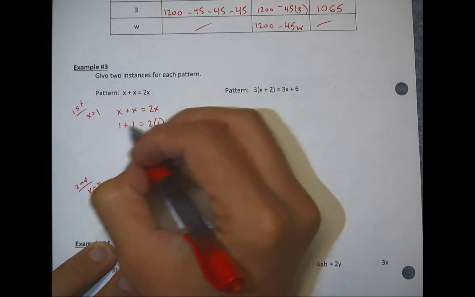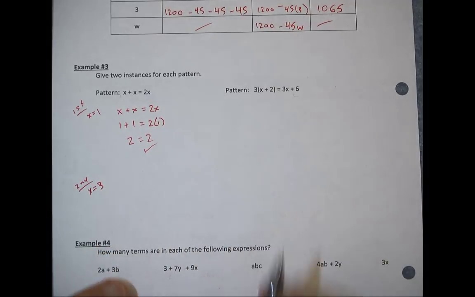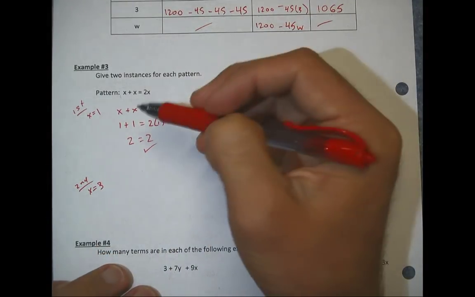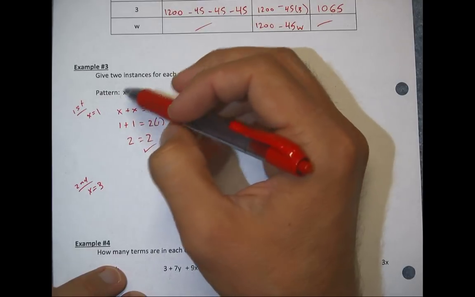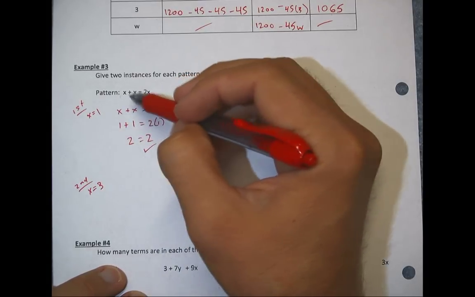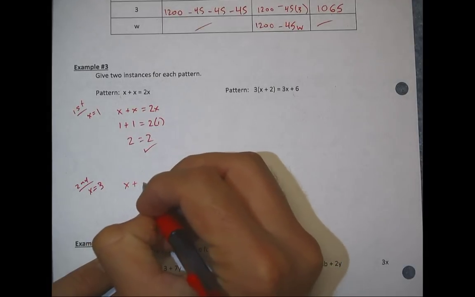Simplify both sides. 1 plus 1 is 2. 2 times 1 is 2. It's kind of like running a check back from middle school. You want to make sure that both sides come out equal, and that proves the pattern works. Now, just because it works for one instance doesn't mean it always is going to work. So we want to try something else. So let's plug in another number.